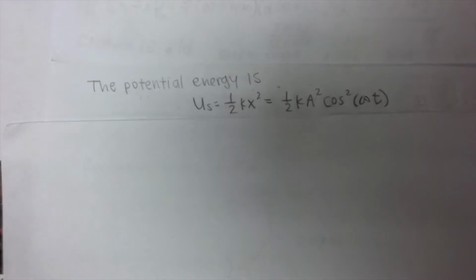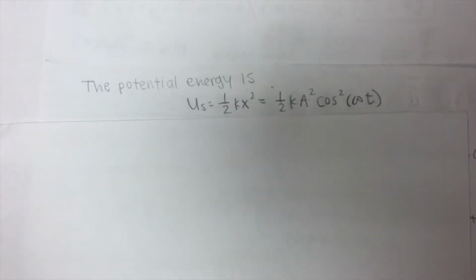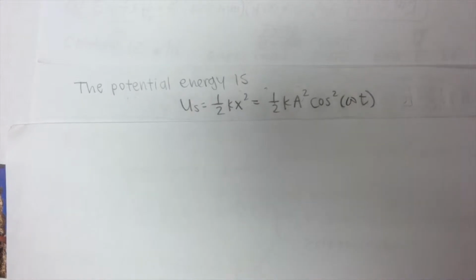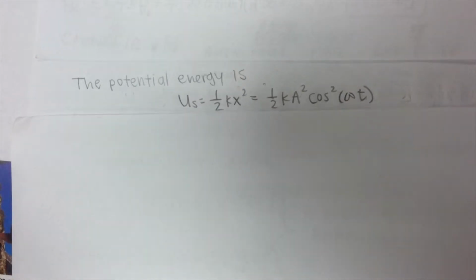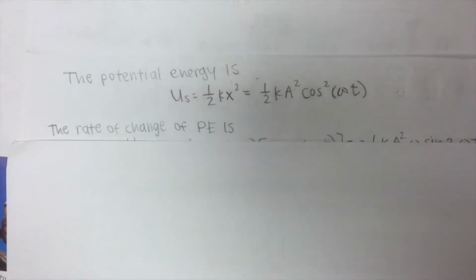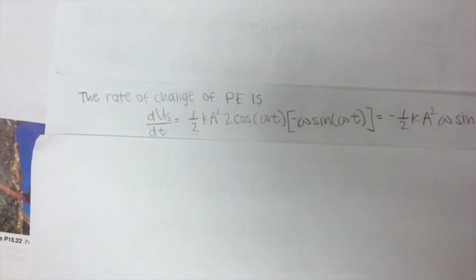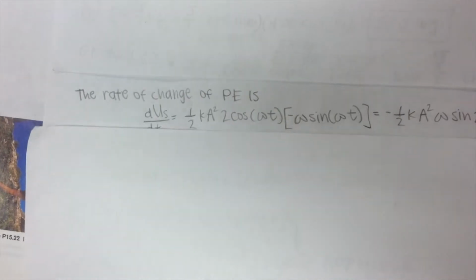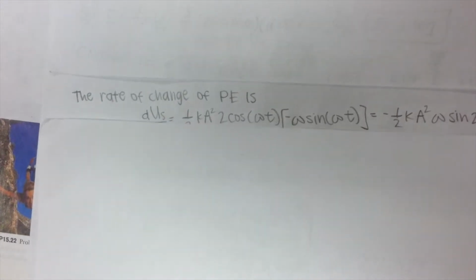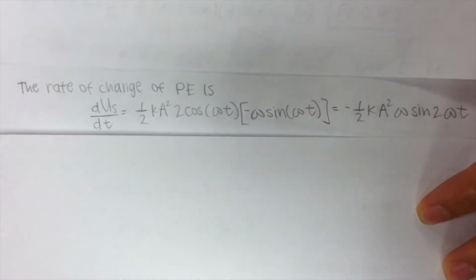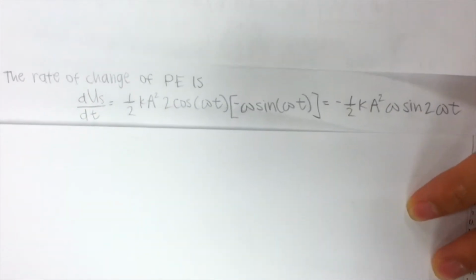Now, first we want to solve for the potential energy. The potential energy is equal to 1/2 kx squared, which is also equal to 1/2 k A squared cosine squared of omega t. This is the formula that we'll use to solve for the position. The rate of change of the potential energy is the derivative of potential energy, which, shown here, simplifies down to negative 1/2 k A squared omega sine of 2 omega t.